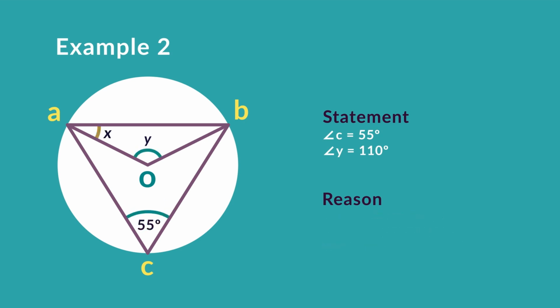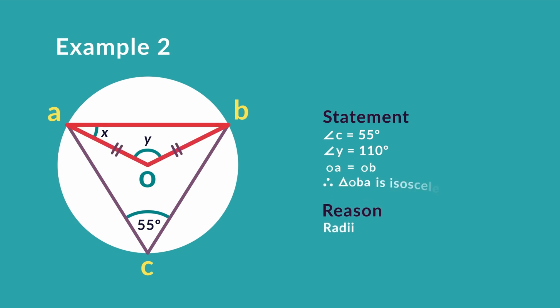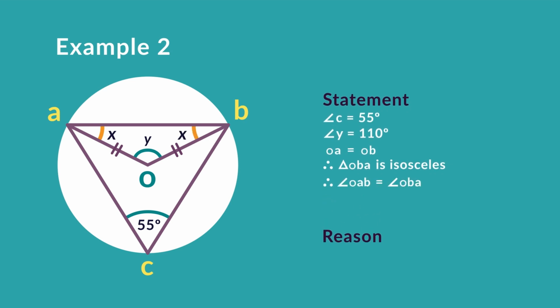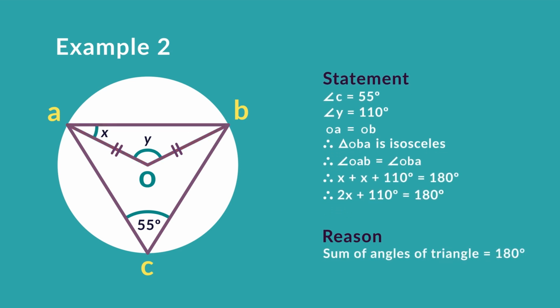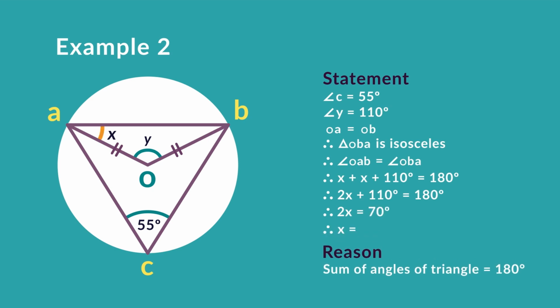How do we work out angle x, which is not subtended by a chord or arc? Take a look at triangle OBA. 2 of its sides are formed by radii and are therefore of equal length, making OBA an isosceles triangle. So x is the base angle of an isosceles triangle. Therefore, the angles of triangle OBA are x, x, and 110 degrees. Using the sum of angles of a triangle, or 180 degrees, we work out that x equals 35 degrees.